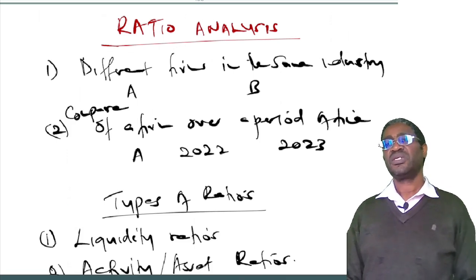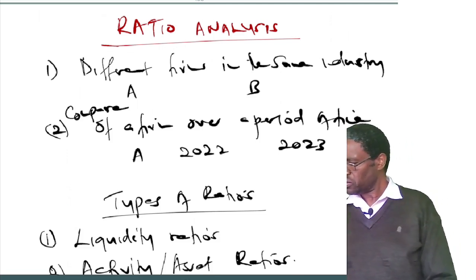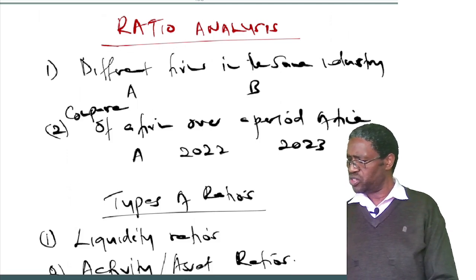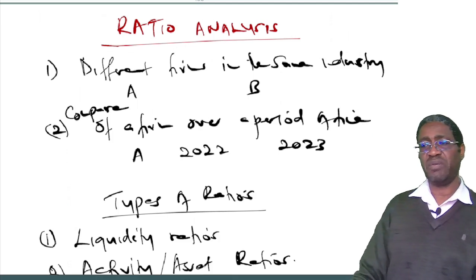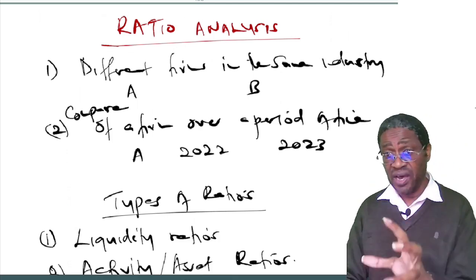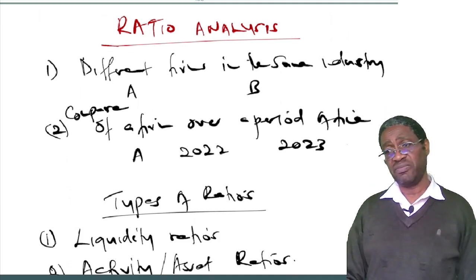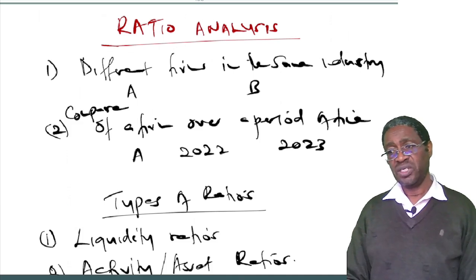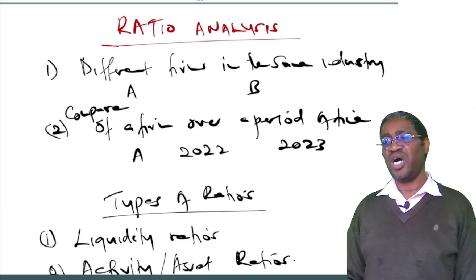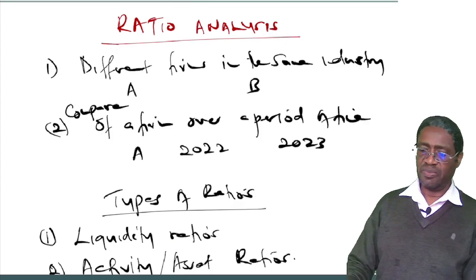Number 2, another use of ratios: to compare the performance of a firm over a period of time. Good. That's the purpose of ratios.